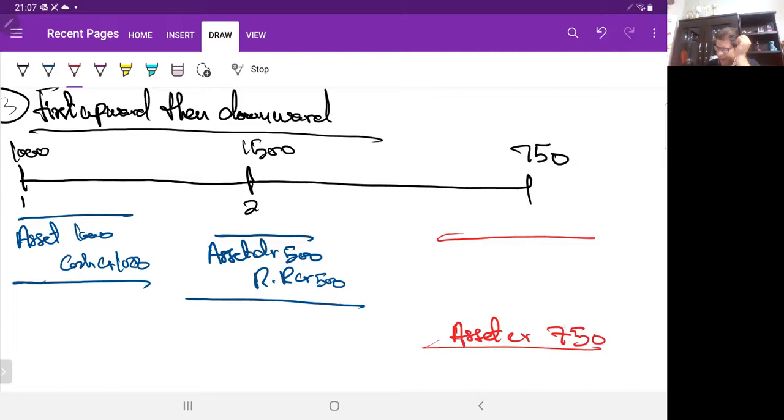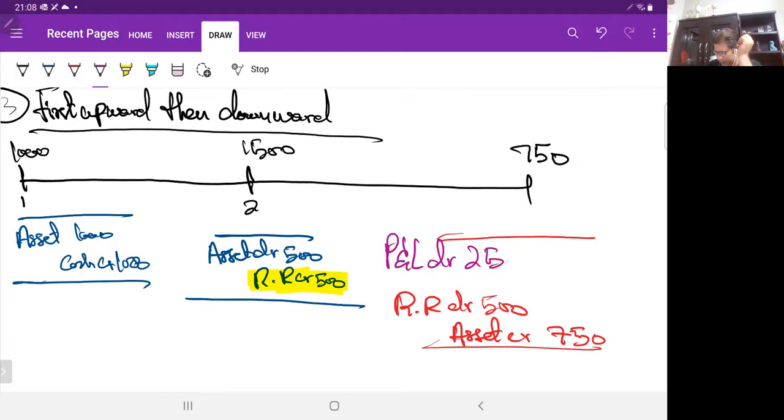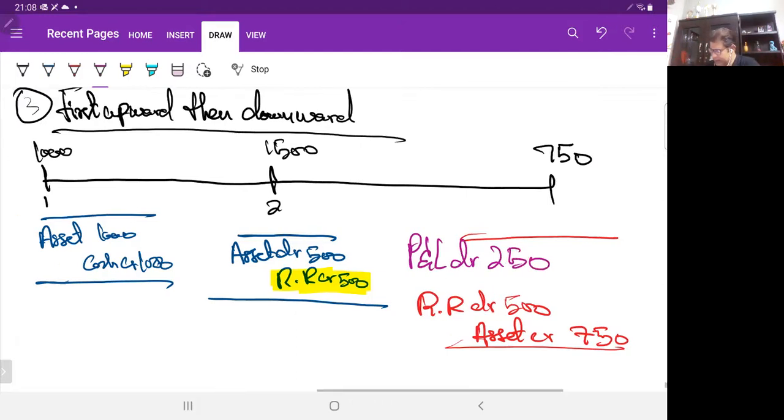Till now, how much did we recognize in the revaluation reserve? 500, isn't it? Right? See carefully. So what we will do, we will de-recognize the revaluation reserve by debiting it by 500. How much is left? 250. Simply, we will bring that to the expense, profit and loss account, debit, that is expense 250. I hope you got this.